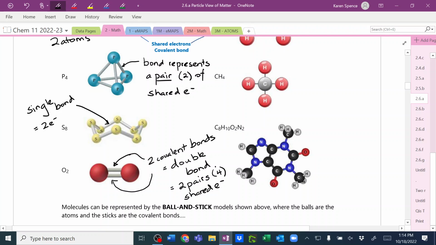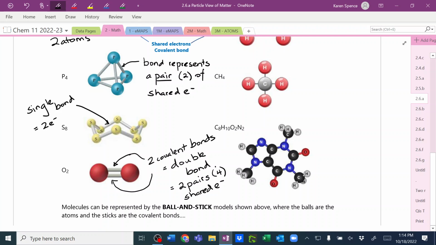So a single bond is 2 electrons, a double bond is 4 electrons. And all of those molecules on the left represent elements. They are not compounds. How do I know that O2 is not a compound?